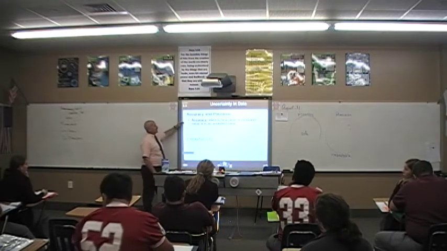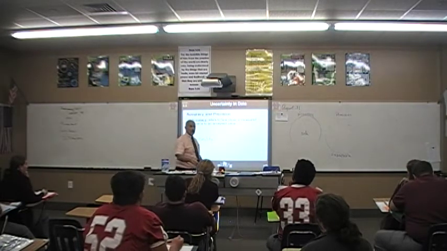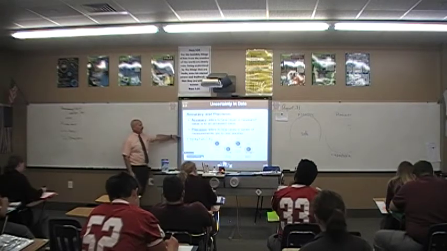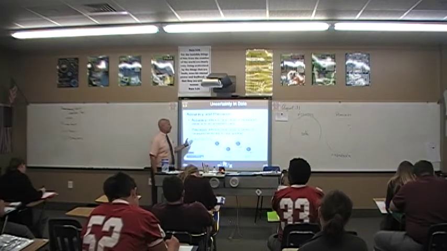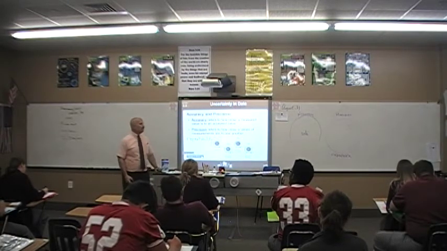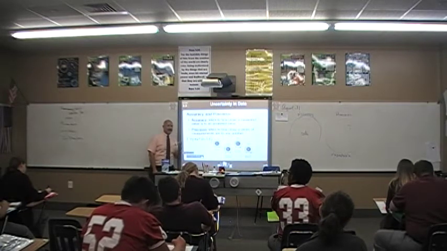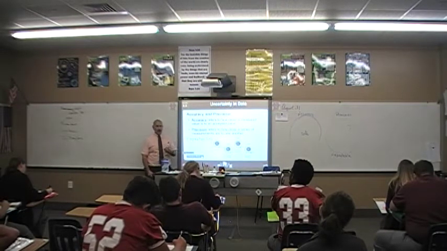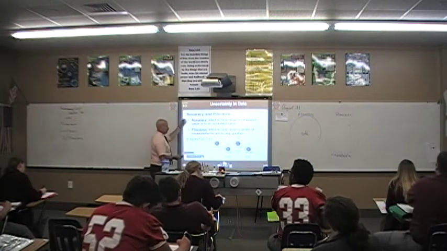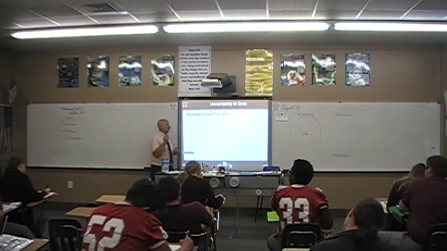So accuracy refers to how close to the actual target or the real value or the true measurement you come. Precision is repeatability. And the book says how close the series of measurements are to one another. So these two things come into play when we start talking about significant digits or significant figures in science. Good? Accuracy and precision. I think everybody's heard these before. Just a little bit of review.